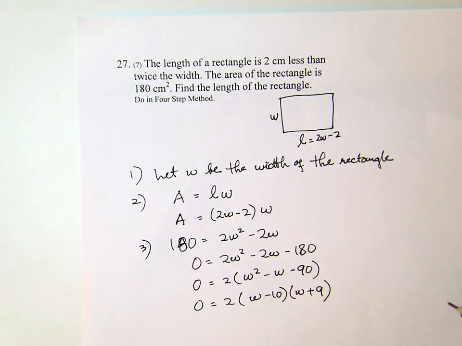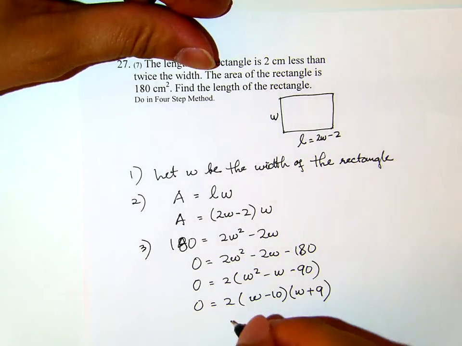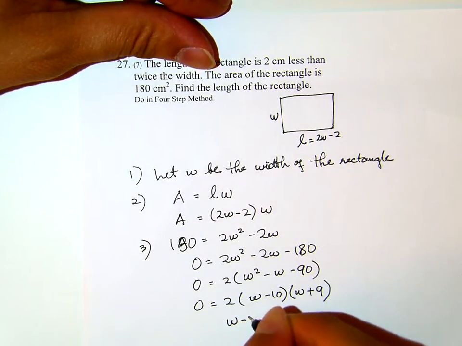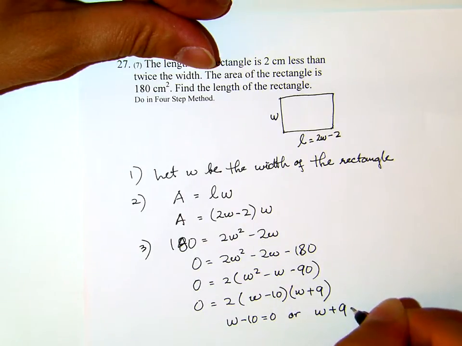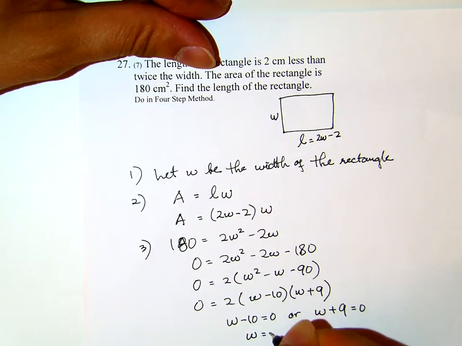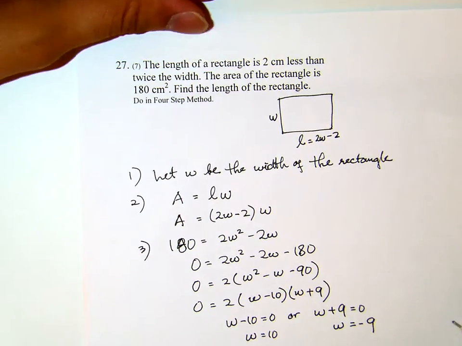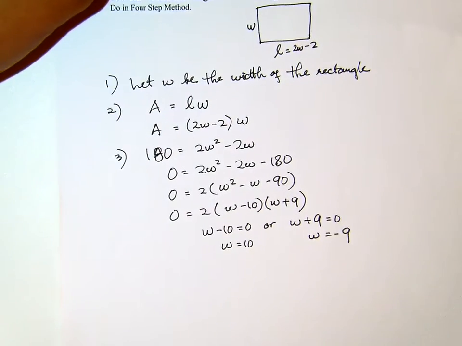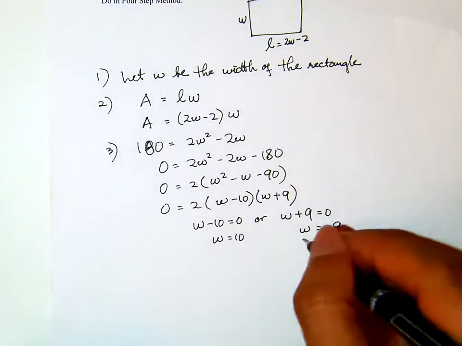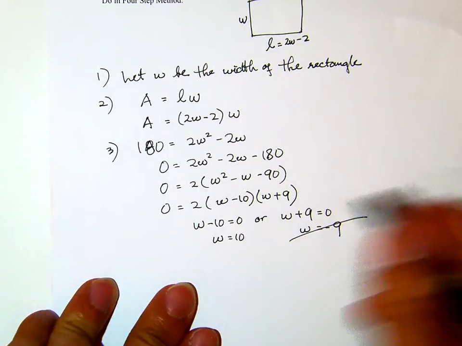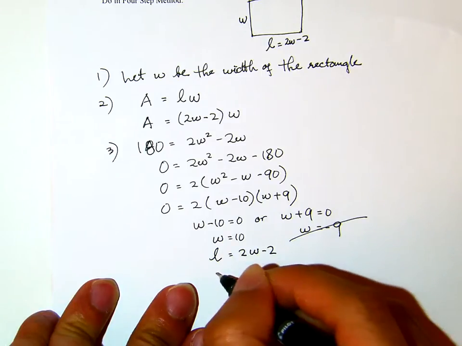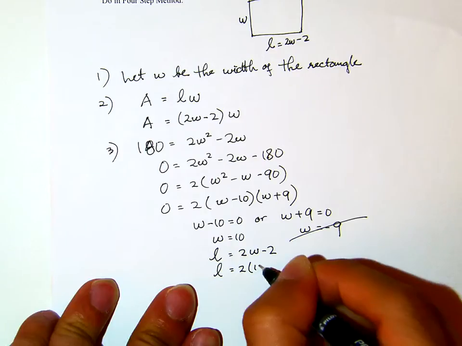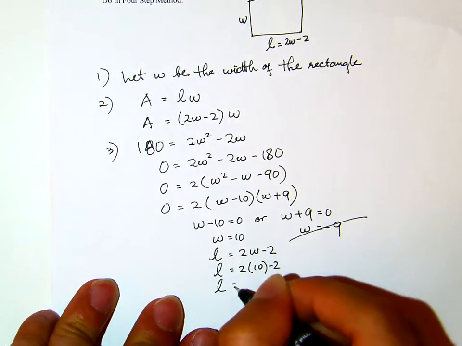Okay, and then from here I will say, W minus 10 equals 0, or W plus 9 equals 0. Either W is 10 or the width is negative 9. But of course the width should not be a negative number, so I will cross this out, and that's my width. The length therefore is twice the width minus 2, which is 2 times 10 minus 2, and that's 18, right?